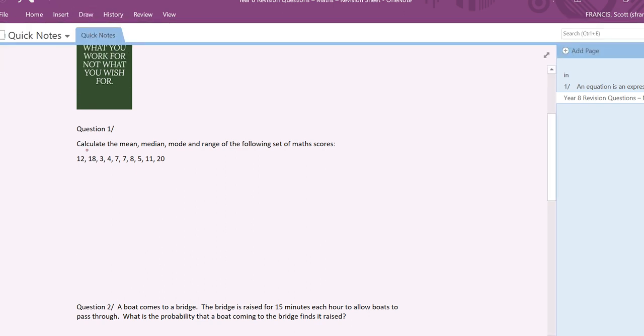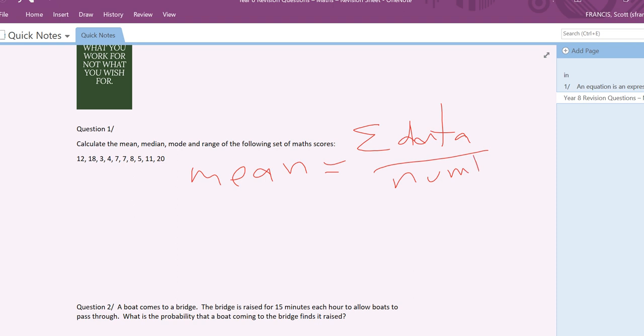So let's remember our rule for mean. Mean is like what we often refer to as the average. And this symbol means it's the sum of the data divided by the number of data. So the sum of the data means we add them all up, and the number of data means we count the number we've got. So let's have a look at what we've got here.